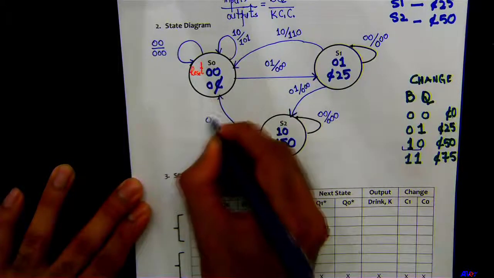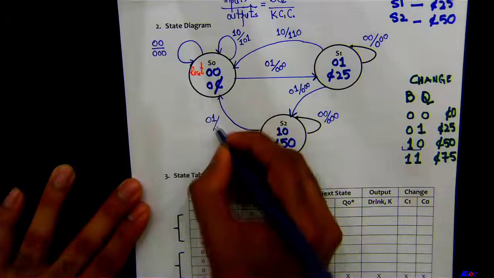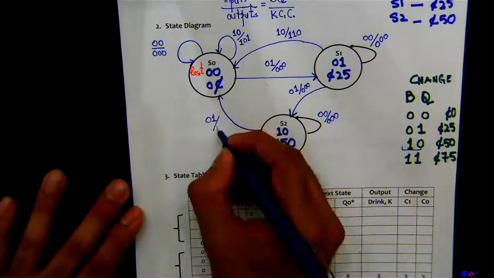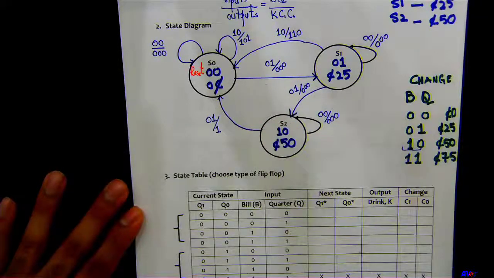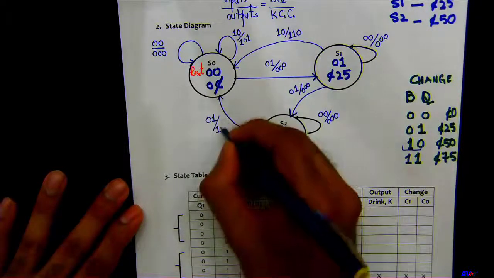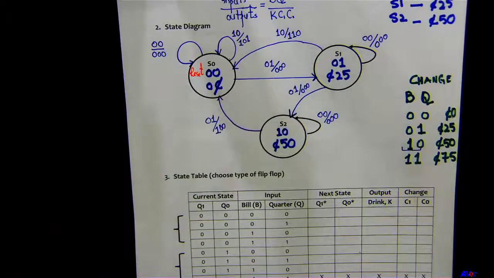Bill is 0, quarter is 1. It's going to dispense a product because it's got 75 cents in there. And how much is the change, guys? 0-0, correct? Because you got exactly 75 cents.